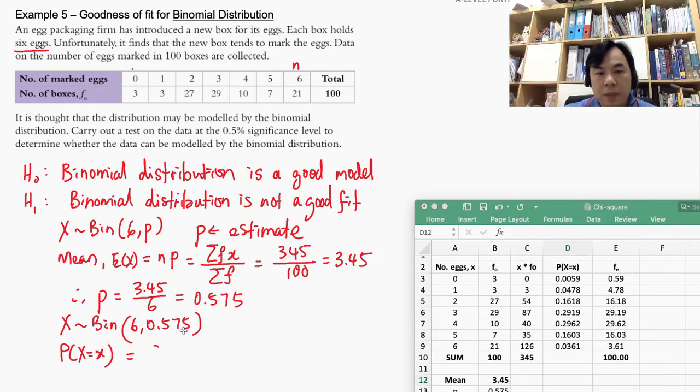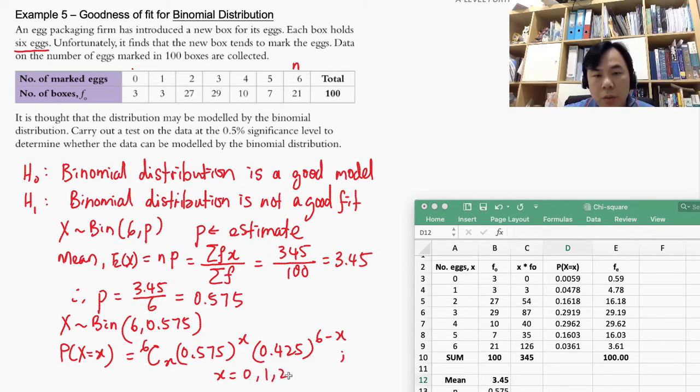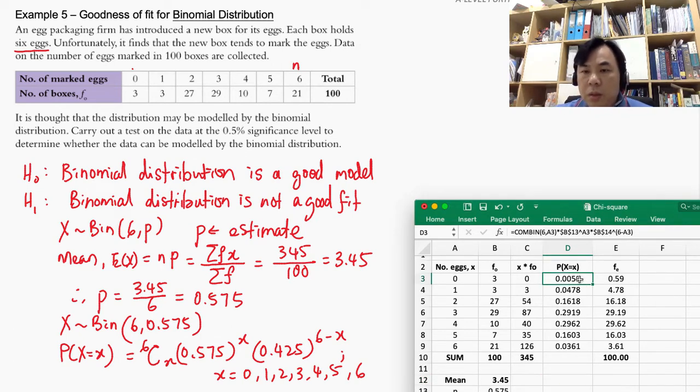So in this case it is 6Cx times 0.575 to the power of x, and then the probability of failure will be 0.425 to the power of 6 minus x, where x ranges from 0, 1, 2, 3, 4, 5, and 6. Right, so from here we can tabulate each one of these. So each probability corresponds to this x value here. I hope that is clear.